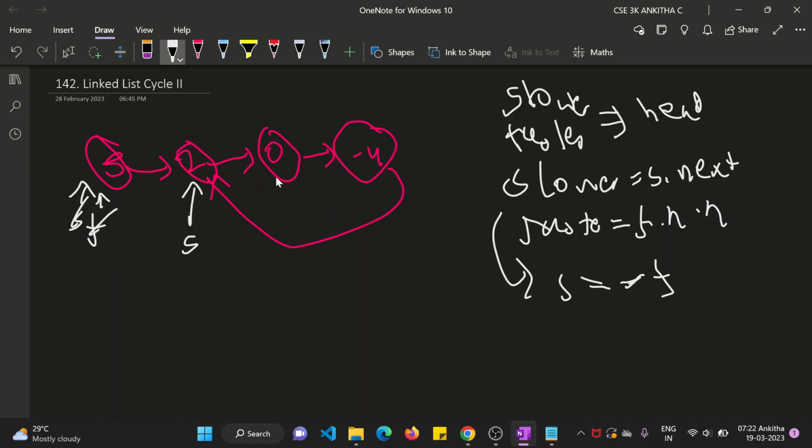So first we will point here. Then again the one round is completed. Now again second round. Slow and faster are not equal. So again you perform slower equal to slower dot next, then faster equal to faster dot next. That will come again here. So another round is completed. Now you check whether slower equal to faster, no, they are not equal. Again you perform slower equal to slower dot next, and faster equal to faster dot next.